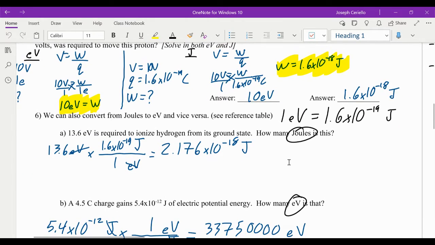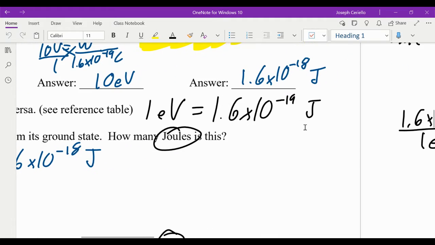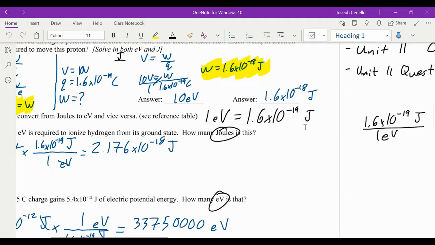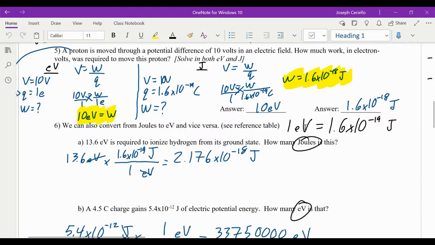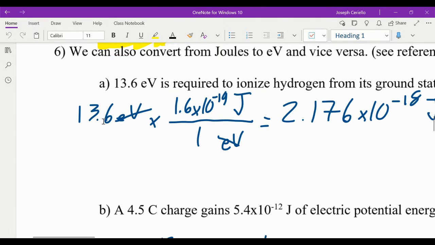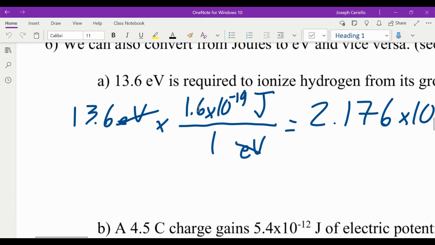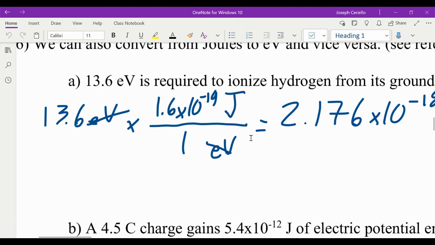So electron volts and joules can be converted to and from each other. Again, this is on your reference table. 1.6 times 10 to the negative 19 joules equals 1 electron volt. So if we have 13.6 electron volts, we want to get it into joules, well, we have to multiply by 1.6 times 10 to the negative 19 joules over 1 electron volt. How did I determine to do that? Well, I know that 1 electron volt is equal to 1.6 times 10 to the negative 19 joules.